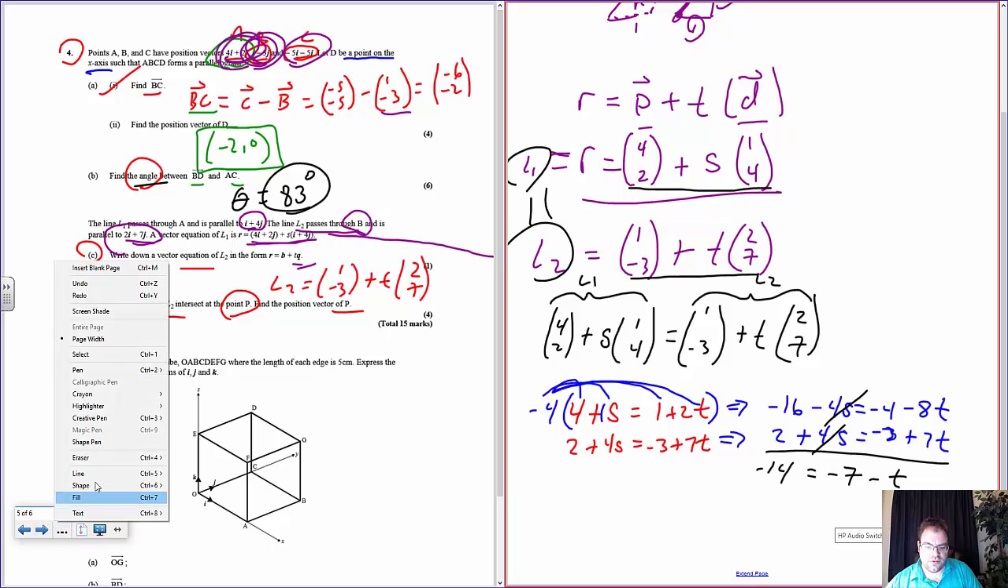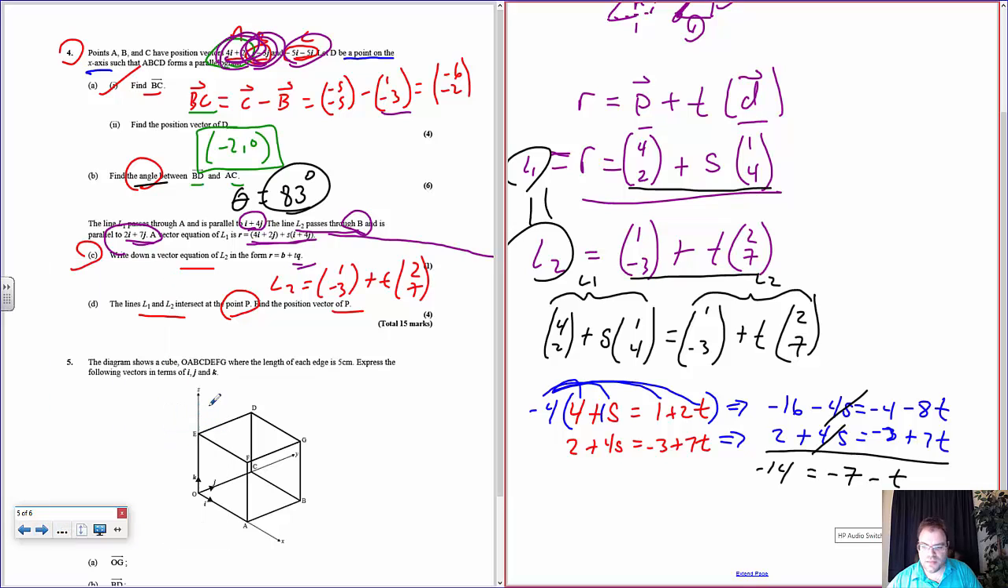So now I'll solve this equation for my unknown value for t. So I'll just add 7 to both sides. It's gone. -14 plus 7 is -7, and that's equal to -t. So divide both sides by negative, so t is equal to 7. That's one value for t. Well, the value for t.